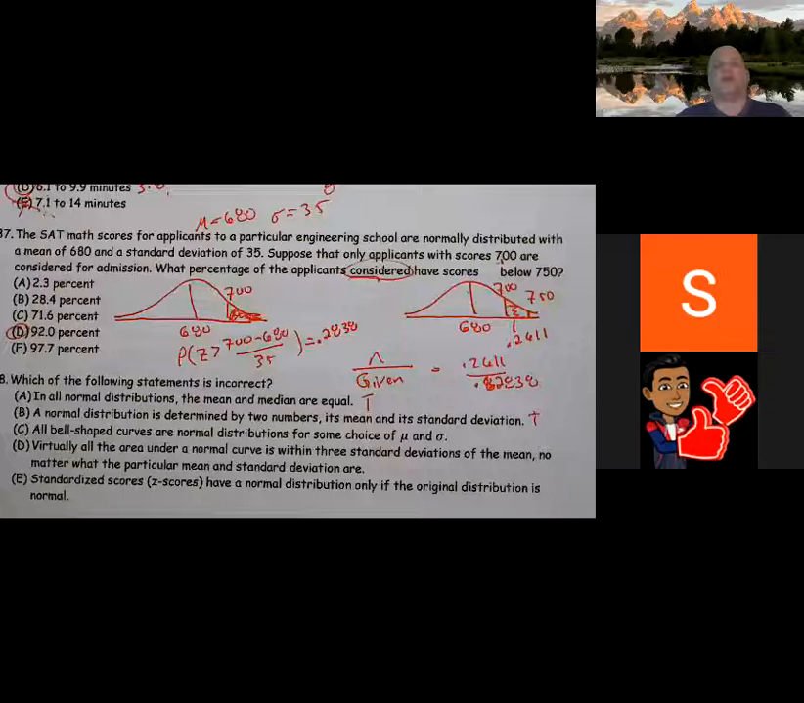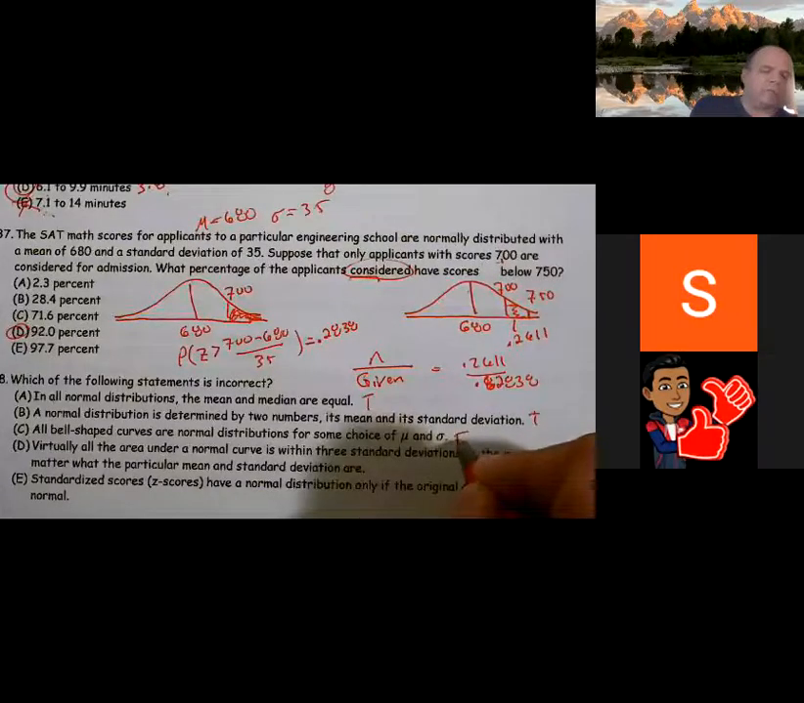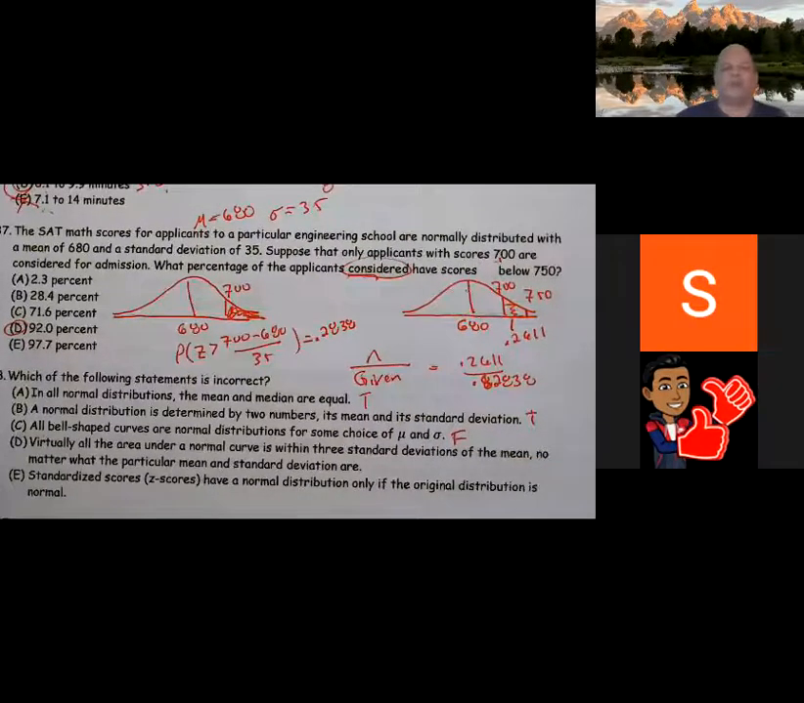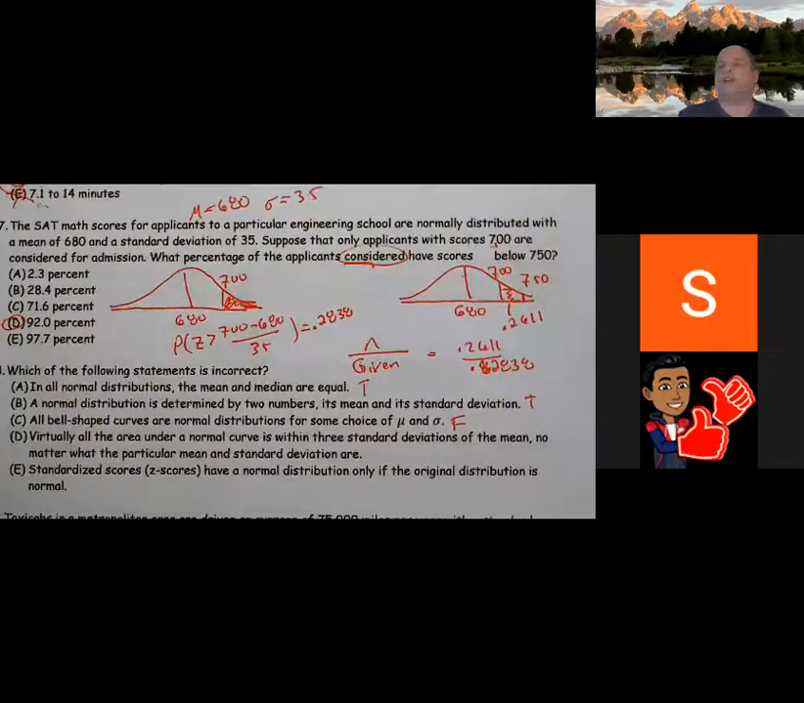All bell-shaped curves are normal. That is false. That's why when we were displaying and describing data, we said call it mound shape, don't call it normal, or call it bell shape, don't call it normal. We don't know if it's normal unless they tell us that or we tested it.